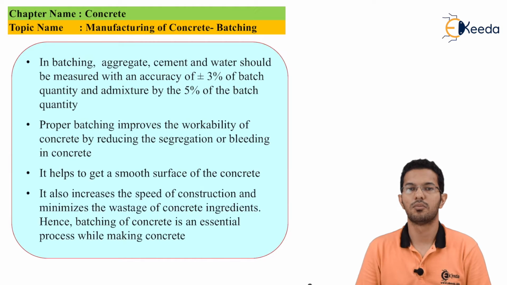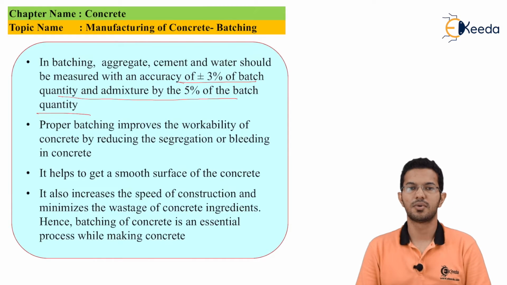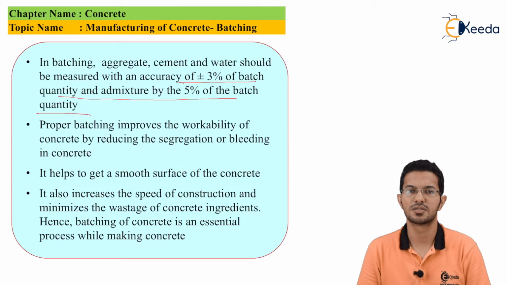The quantity of raw material should be controlled. Like the amount of aggregates and cement added should not vary more than 3% of the desired quantity, and for admixture the variation should not be more than 5%. For example, if 100 units of cement or aggregates are needed, then the quantity should be within 97 units to 103 units, and for admixture the quantity should be 95 units to 105 units.